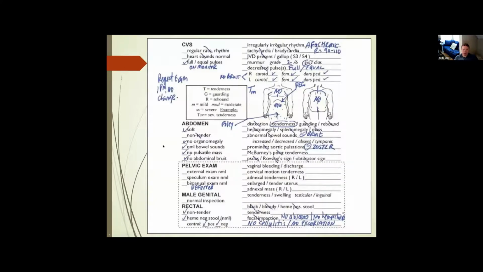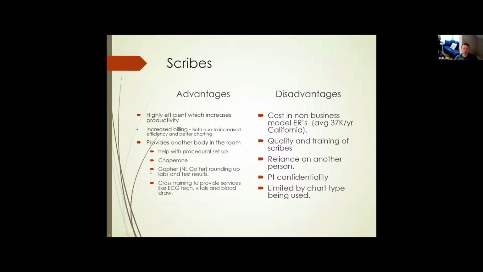So this is an example of a simple template for a physical exam. This one has a little documentation area, but you can just write a few words, and you get an awful lot of information just through your checks and ticks. And then someone on the left has documented that on a repeat exam, there's no change.